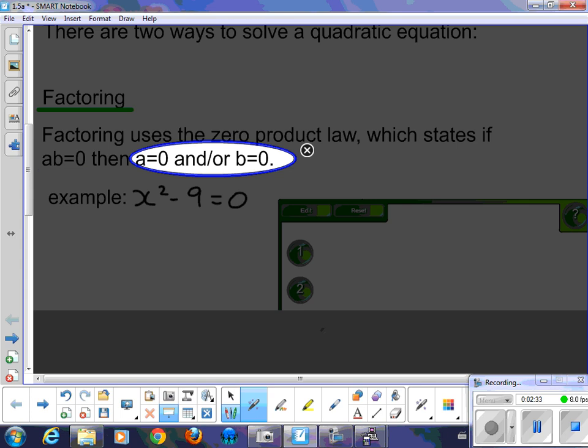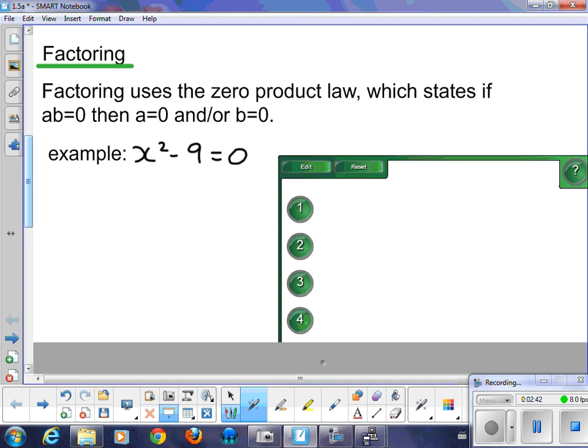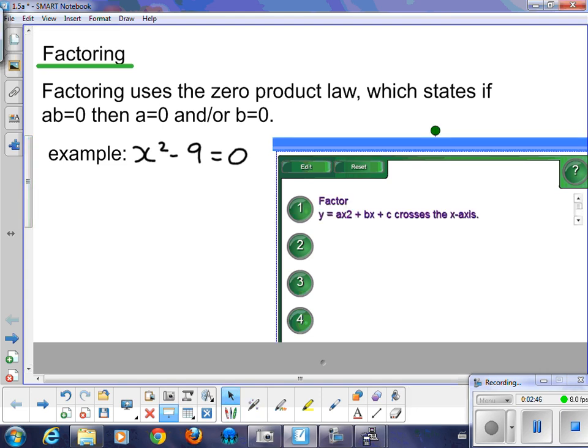So let's look at the first example. The first example is x squared minus 9 equals 0. So what do we do here? Well, we can do it a couple different ways, but the first way we're going to talk about is we're going to factor. Okay, so we're going to factor that in order to find where it crosses the x-axis.